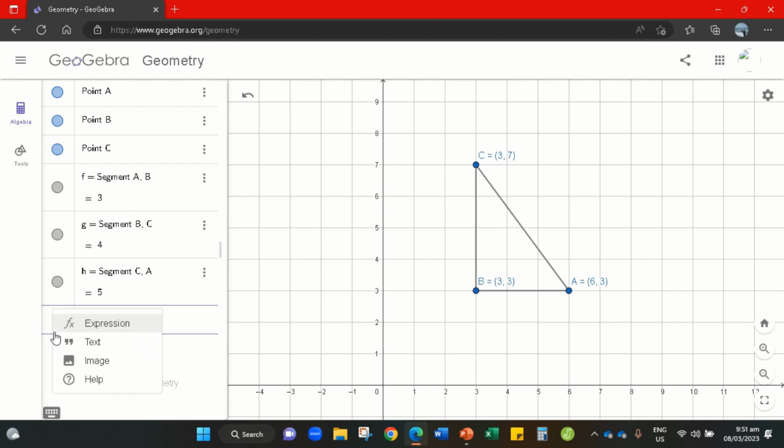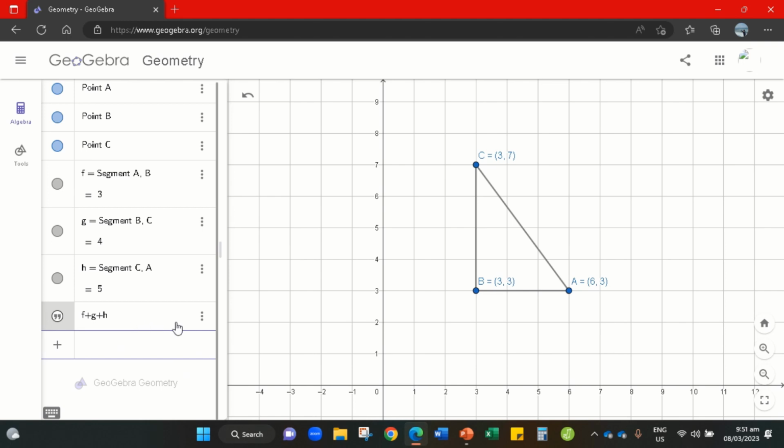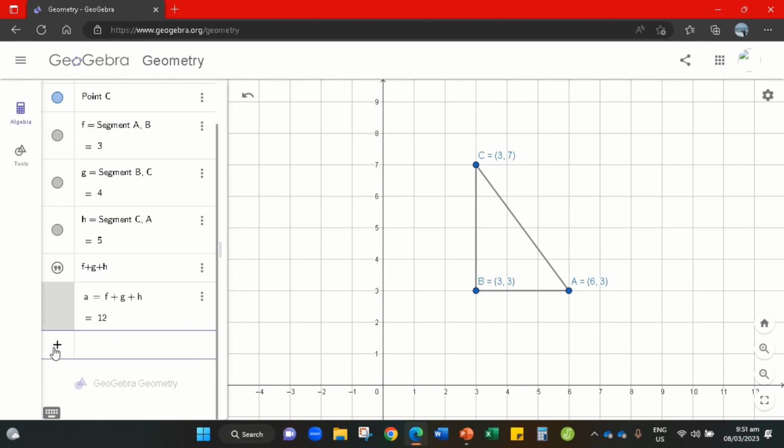Okay? You can add that, and this is now a perimeter. Going back, working with that once again, I want to go F plus G plus H. And this is now your perimeter.